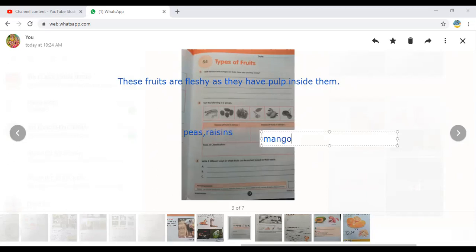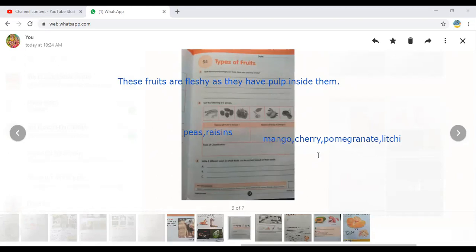Mango, cherry, pomegranate, peach. These are the fruits we are having. Yes. So many seeds, okay? The fruits are covered with the seeds here. Next one.